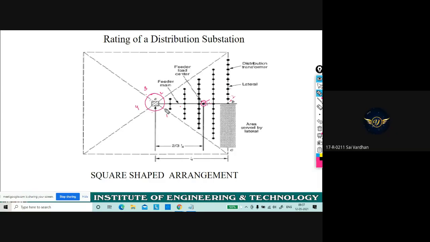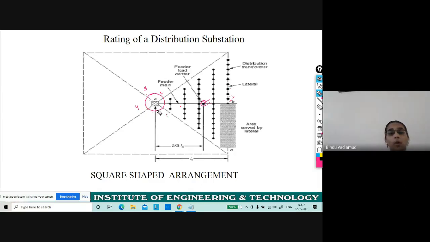Because directly we don't calculate the rating of the total substation. The sum of the ratings of the laterals gives you the rating of the feeder, and the sum of the ratings of the feeders gives you the rating of the substation. Is it clear? Did all of you understand?